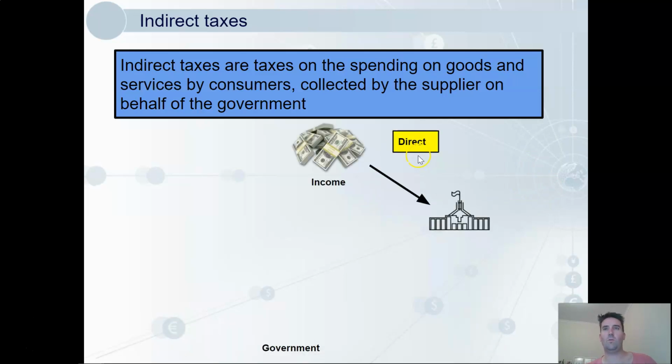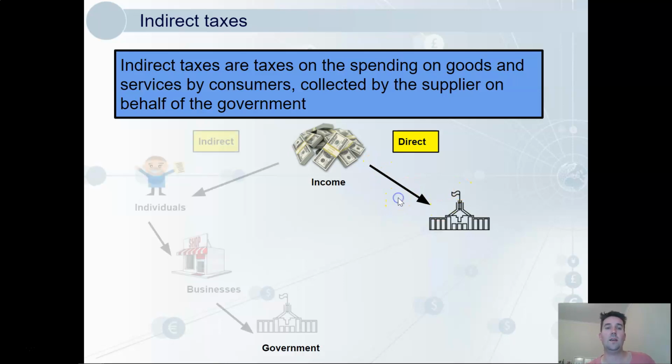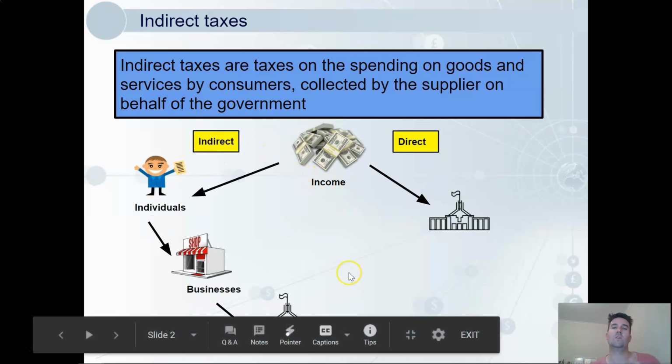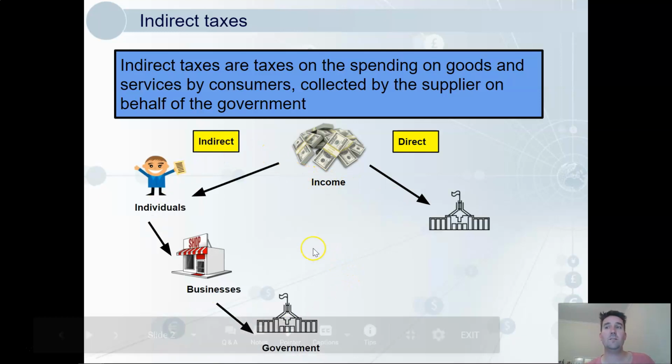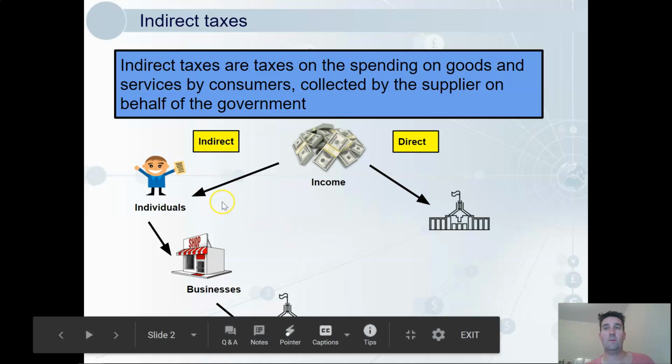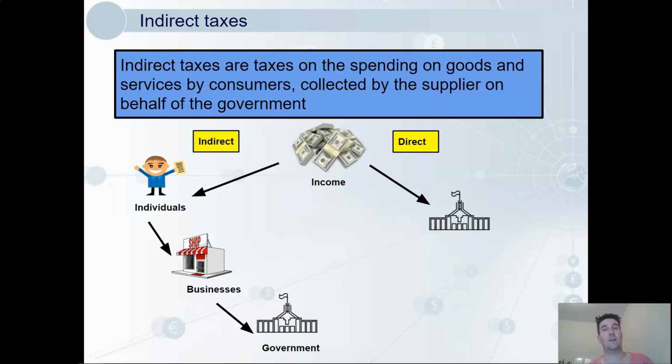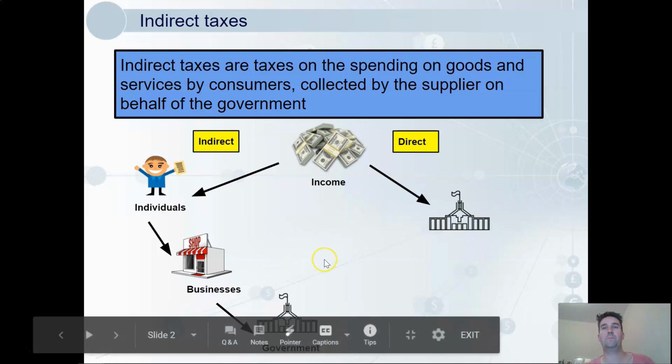Direct taxes go directly to the government. When I get paid, I don't even get to see the portion that is paid in tax. It just goes directly to the tax office. Indirect taxes take a more circuitous route to the government. First, an individual will receive their income, then they'll spend that income with a business, and a portion of the price will be a tax, and the business then passes this on to the government. So the taxes get paid by us and they get to the government. It's just different ways of doing it.